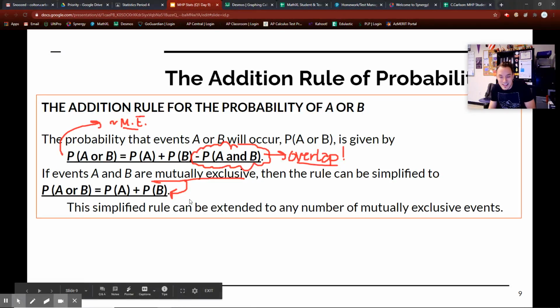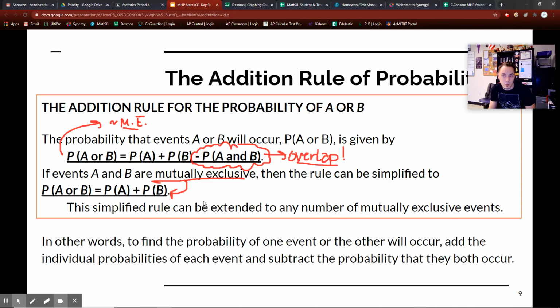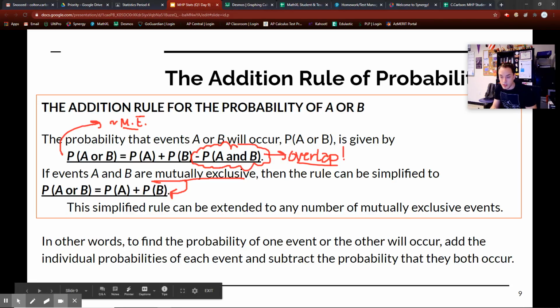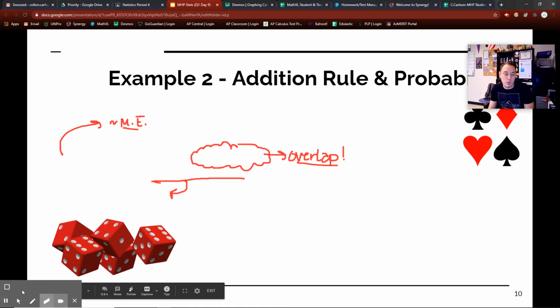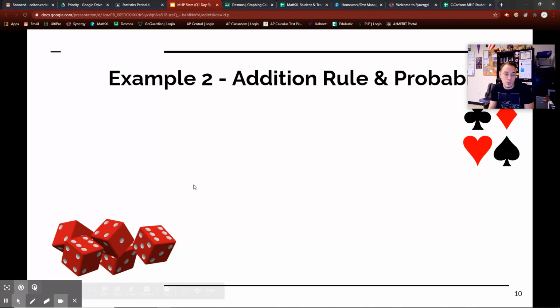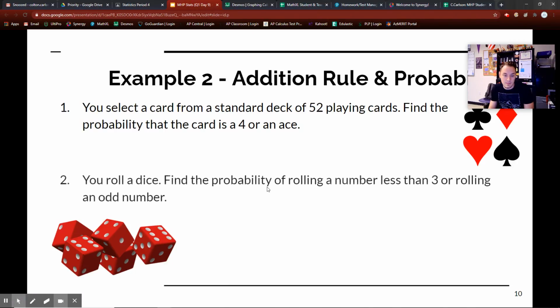This rule can be extended to any number of mutually exclusive events, which means you can do as many as possible. In other words, to find the probability that one event or another event will occur, add the individual probabilities. Before, yesterday, what we did was multiply. Now what we're going to be doing is adding and subtracting individual probabilities of each event, and subtract the probability that they will both occur. So let's get right into it.